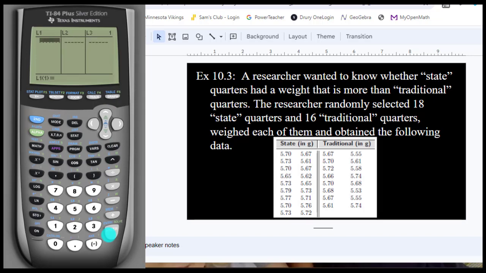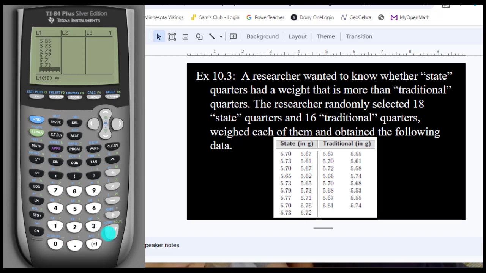And then we've got that. So let's enter these in. 5.7, 5.73, 5.7 again, 5.65, 5.73, 5.79, 5.77, 5.7, 5.73. So that gives us our first 9.